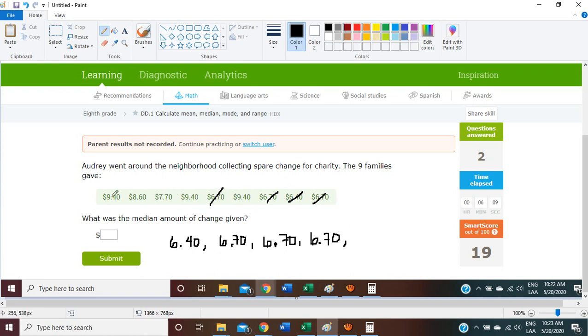So do I have another 6? No, let's go for 7. 770. There is only one 770, so I write it down. 770. Okay. 8. I have 860. Right? Yeah, 860.